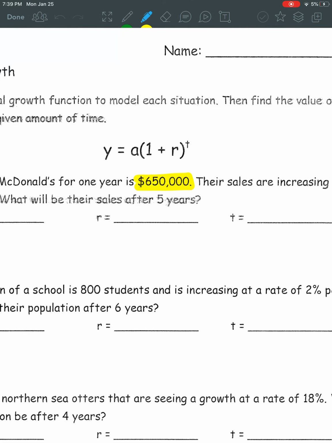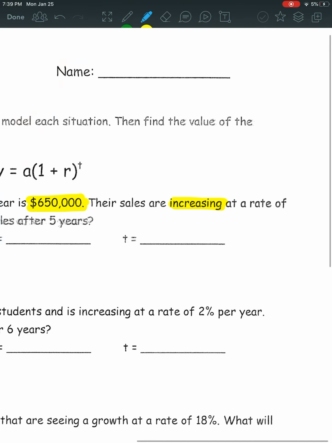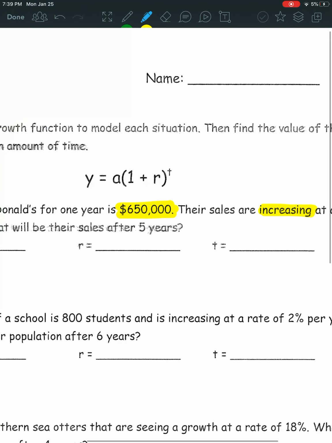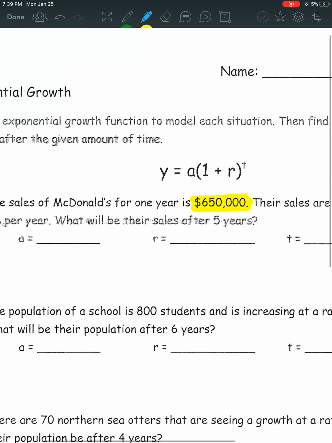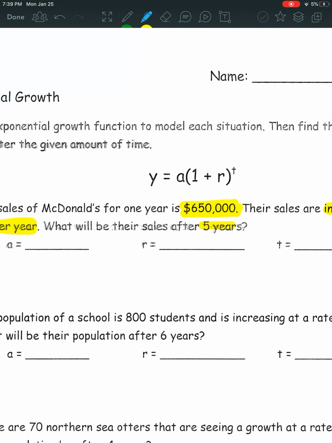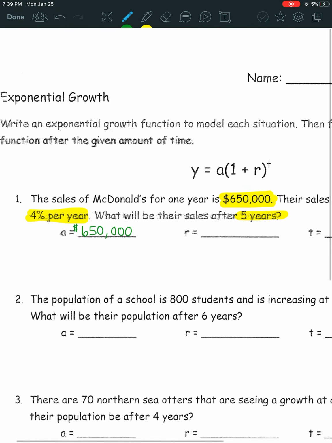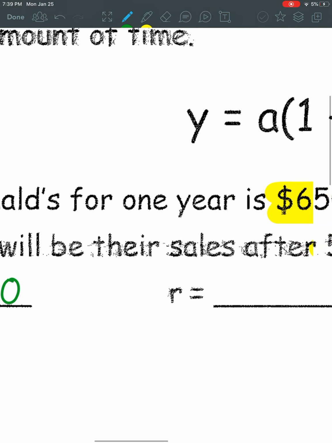So I'm going to start with exponential growth. The sale of McDonald's for 1 year is $650,000. Their sales are increasing, so we know that the amount they're making has to go up, and it's at a rate of 4% per year. So what will their sales be after 5 years? So I've gone through and picked out those important details. A, remember, is the initial value. So right now their sales are $650,000. That's our initial value.